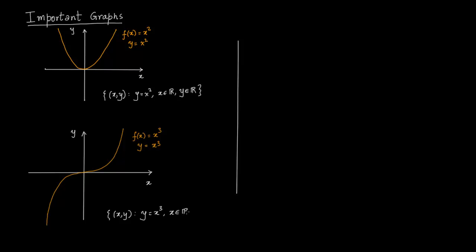So in the form of a function or as a subset of relations, we can write it as a tuple (x, y), such that y is equal to x³, x is a real number and y is a real number.